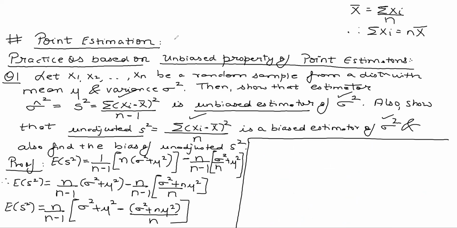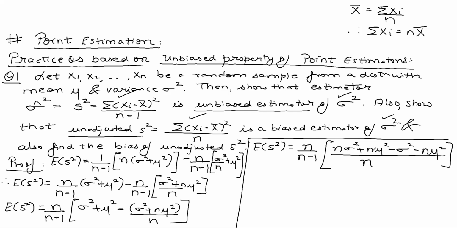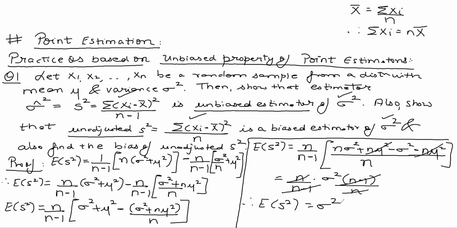So this further becomes expected value of s square is n upon n minus 1 times, I can again take n as the LCM. So n sigma square plus n mu square minus sigma square minus n mu square. Now n mu square minus n mu square cancels. Okay, this becomes n upon n minus 1 into sigma square into n minus 1 by n. So n and n cancel, n minus 1 cancel. Therefore expected value of s square is equal to sigma square.